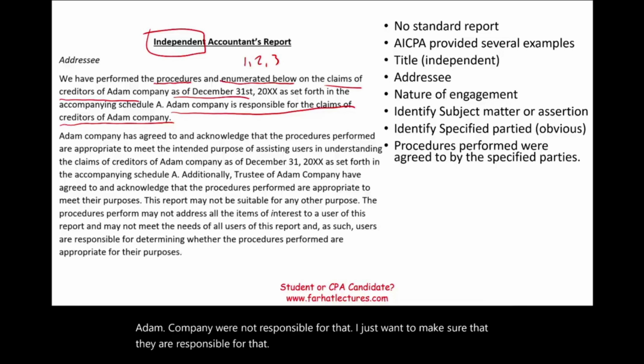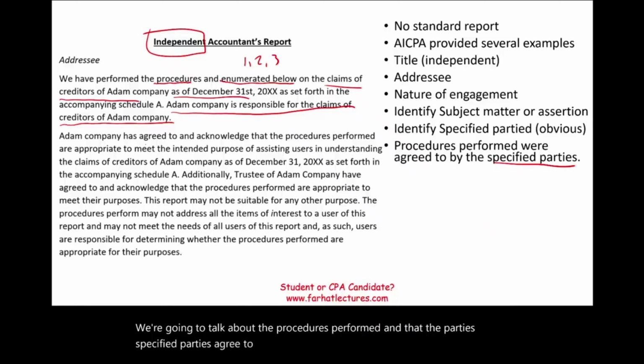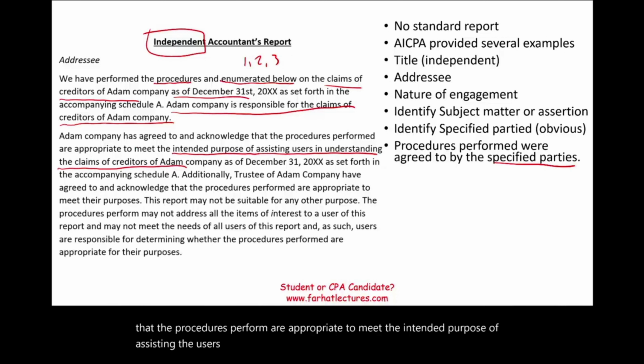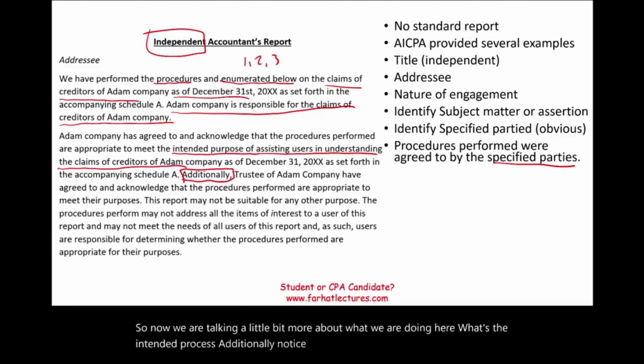Now we're going to talk about the procedures performed and that the specified parties agree to it. Adam Company has agreed to and acknowledged that the procedures performed are appropriate to meet the intended purpose of assisting the users in understanding the claims of creditors of Adam Company. So now we are talking a little bit more about what we are doing here. What's the intended purpose? Additionally, notice here, we have another party, a non-participating party, the trustee of Adam Company.